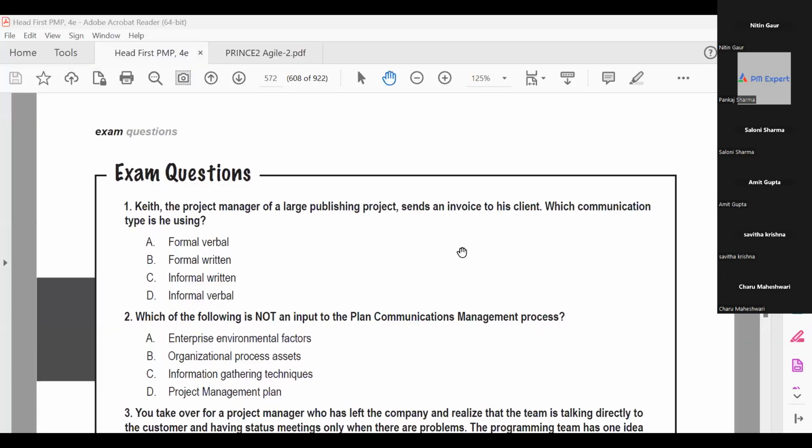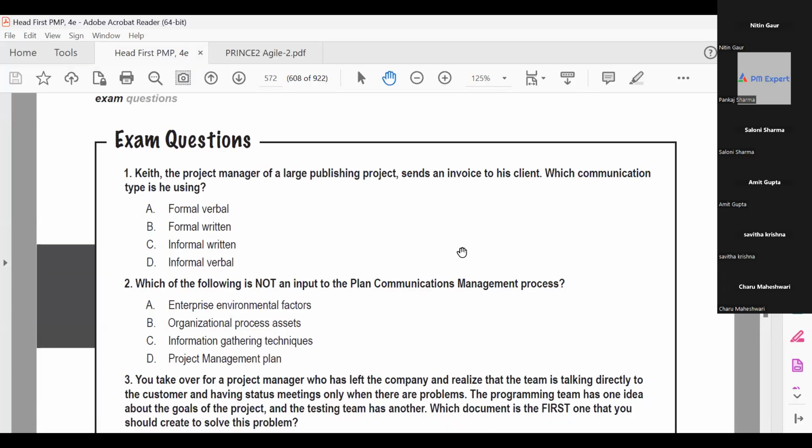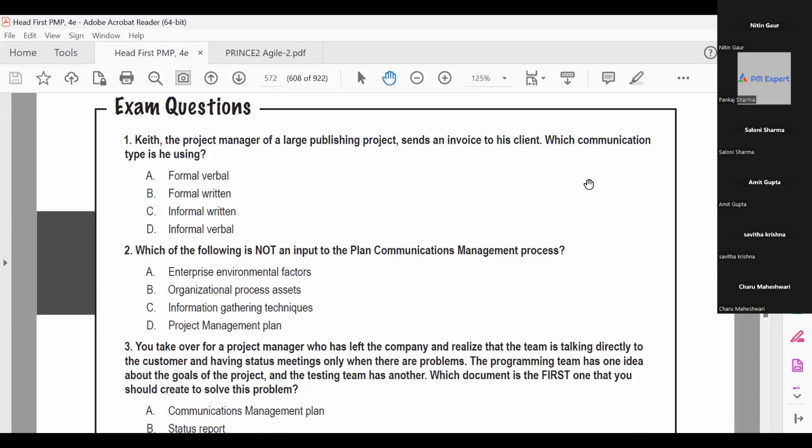Now, can we start? First question. Keith, the project manager of a large publishing project, sends an invoice to his client. Which communication type is he using? B. Bravo, formal written. Absolutely, formal written.